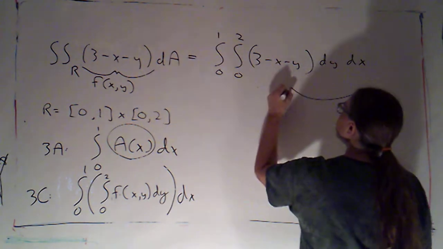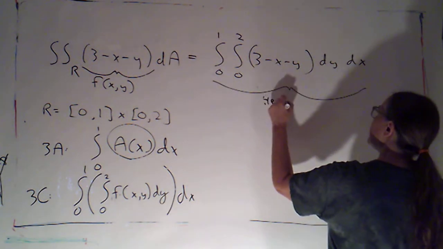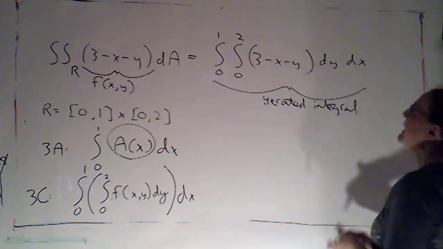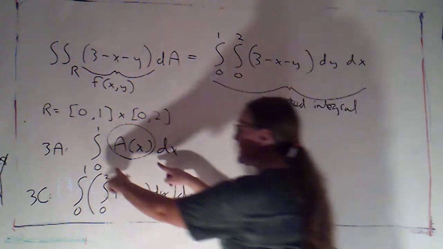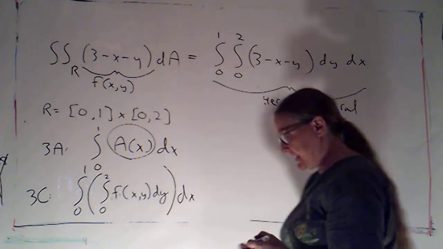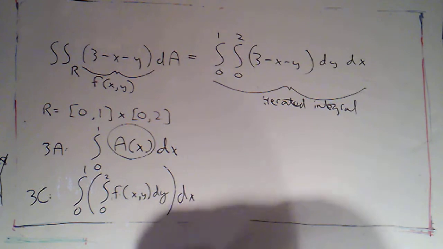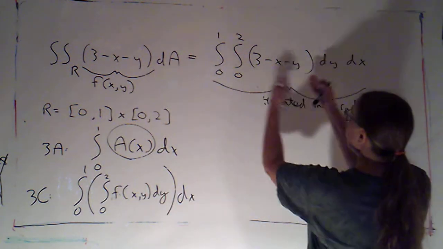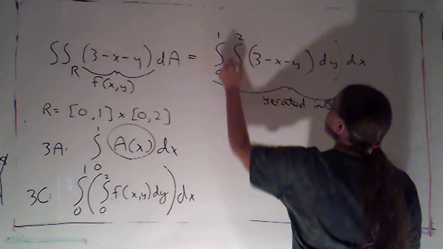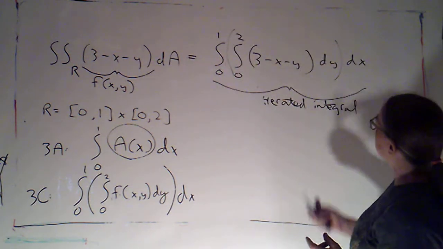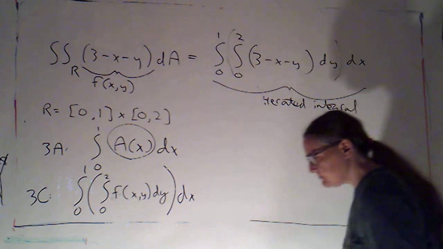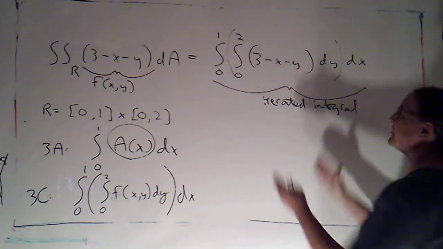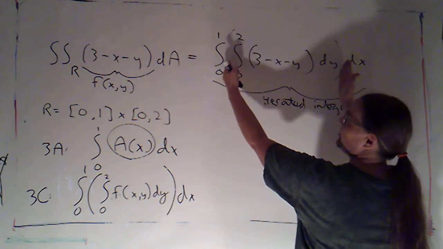We call this whole thing an iterated integral. It is not necessary to have these parentheses around the inside integral, although often I find it's helpful to draw them in, because by definition we work from the inside out. Okay, we're going to do that inside integral first. This is finding the cross-sectional area.